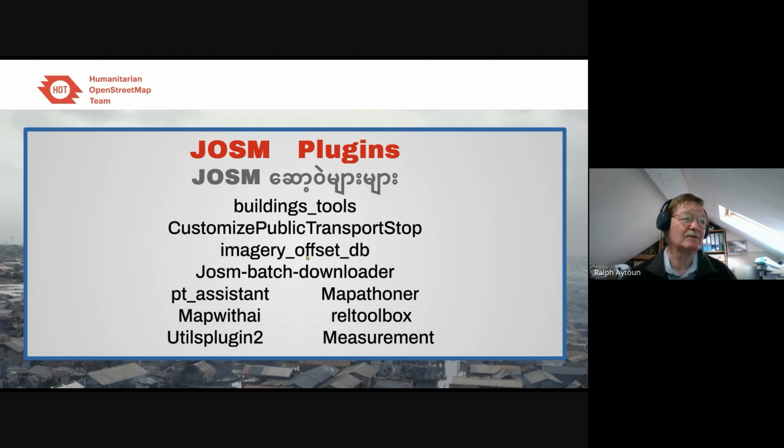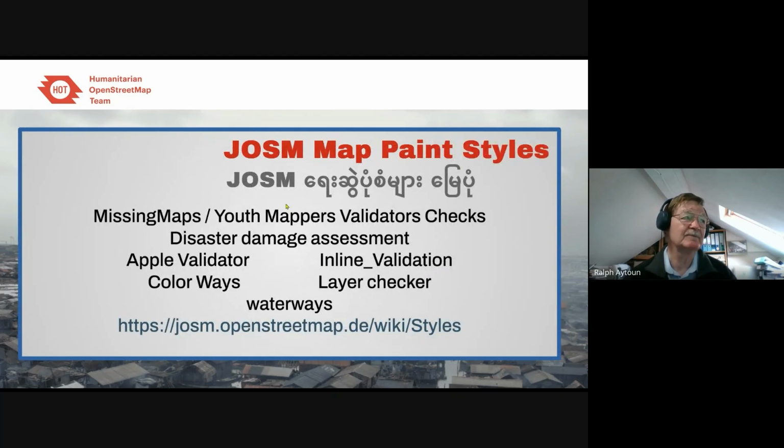And you can see that there's quite a range here. This isn't all of them. I would not recommend that you load all of them up into your JOSM. Certainly be selective. There's also what we call map paint styles. And all of these are also very, very helpful and useful for you to be able to use.